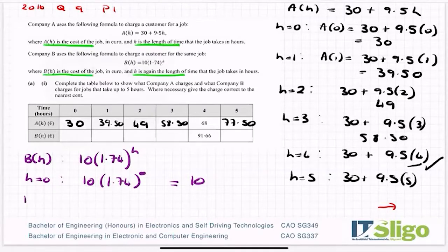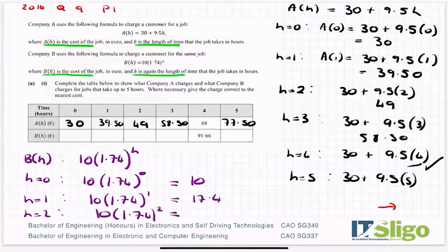Okay, so then H is equal to 1. 10 times 1.74 to the power of 1. H is equal to 2. 10 times 1.74 squared. And you get 30.276, which rounds to 30.28, because it's money, I have to round to 2 decimal places. So here's 17.40. Here's 30.28.